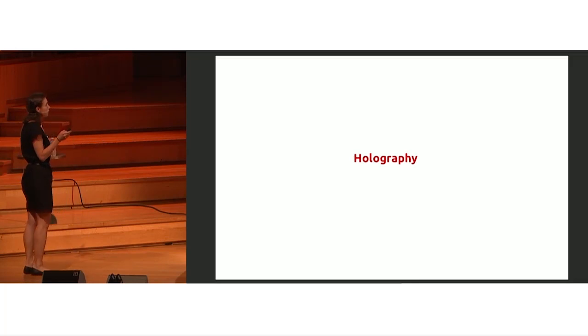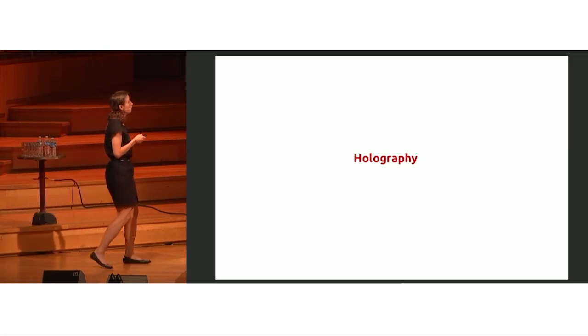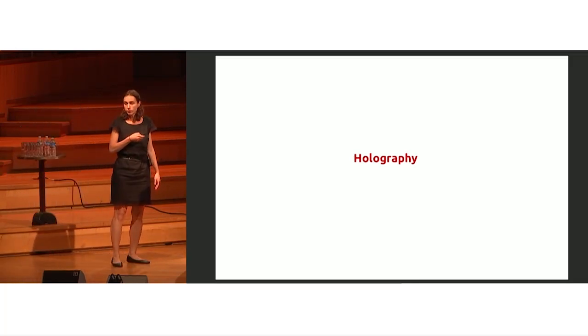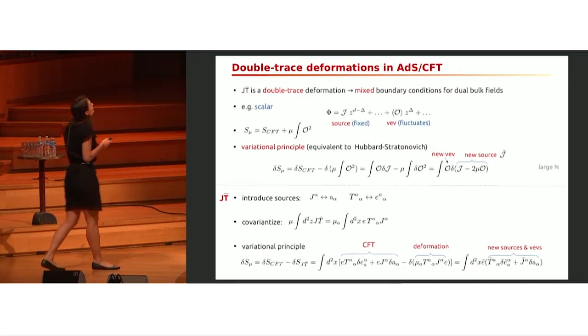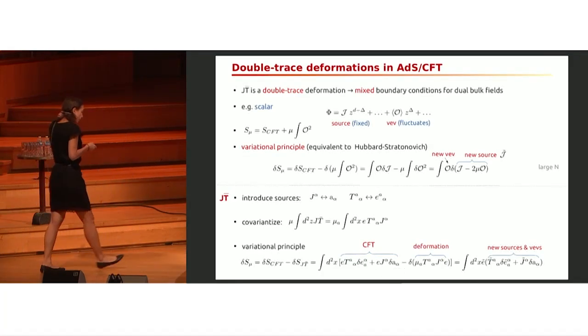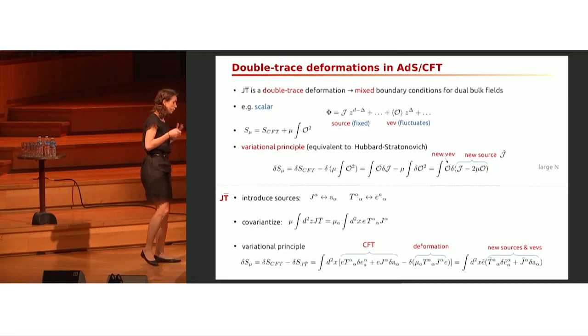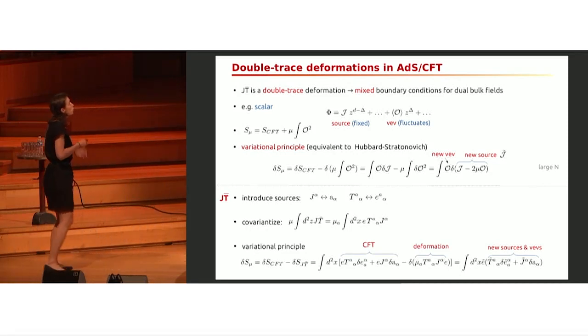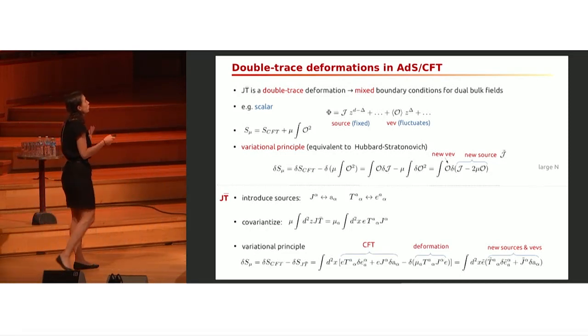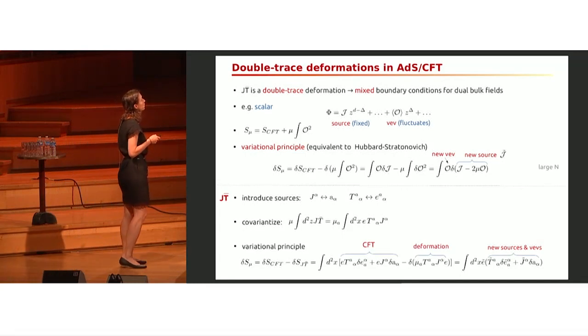So that was the field theory part of the talk. Now let me talk about holography. As I said, all these current deformations are double trace deformations, which are known in holography to correspond to turning on mixed boundary conditions for the dual bulk fields.